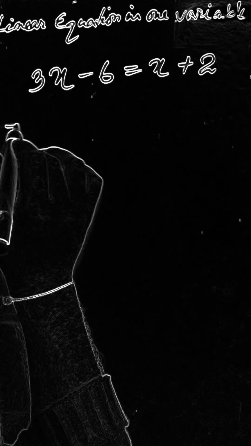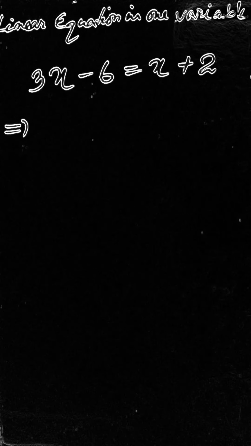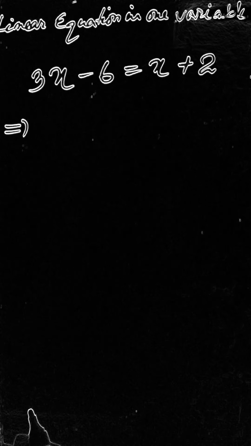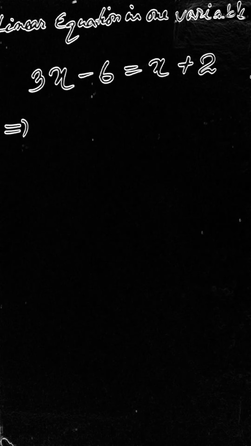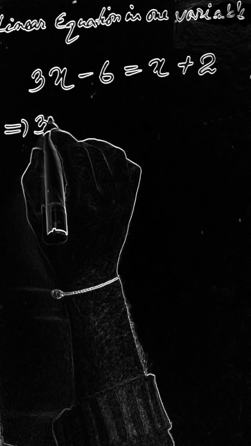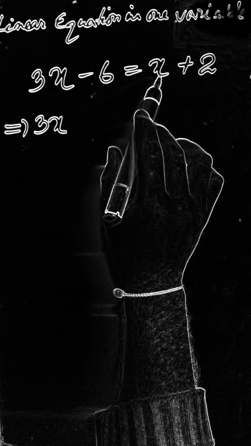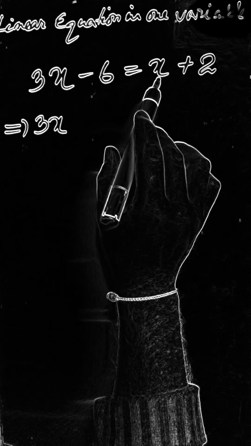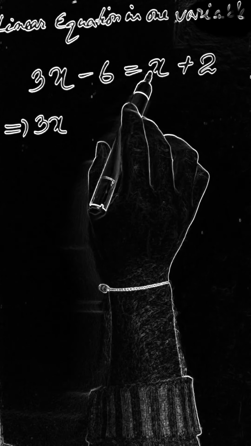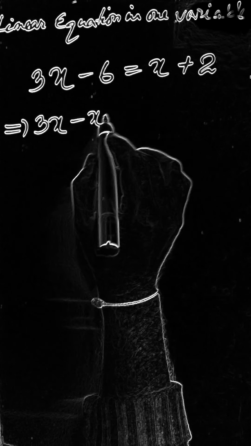So we'll start the process like this. Whichever terms have x, we'll try to bring to one particular side. So we'll keep the terms having x on the left hand side. So this 3x, I'll write here 3x, and on the right hand side there is a term, what is that? x. This x will be brought to the left hand side. So now this positive sign will be changed into negative, so minus x.